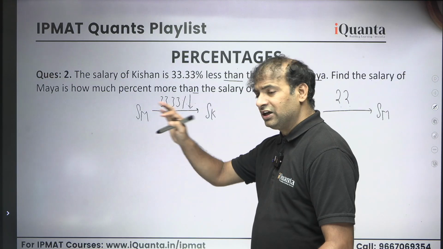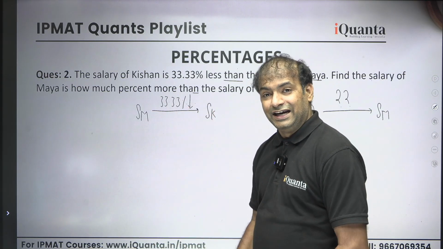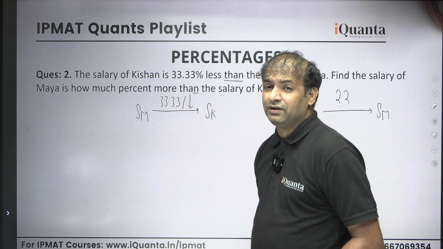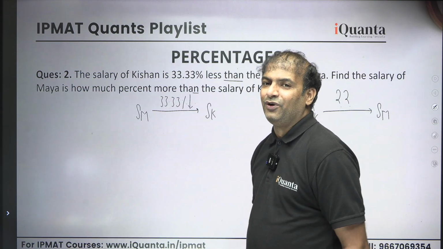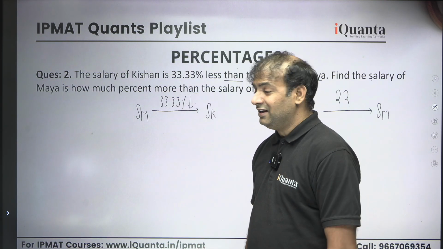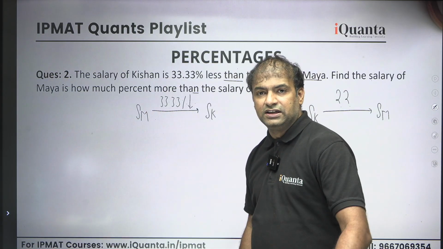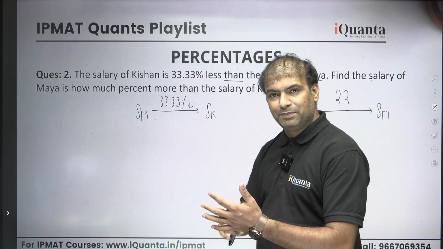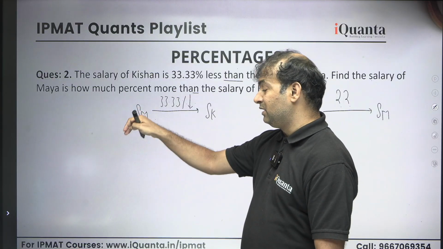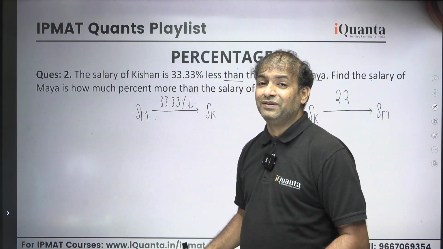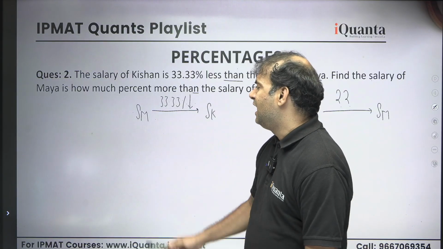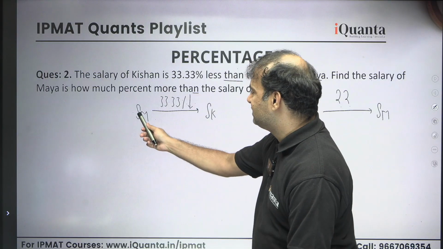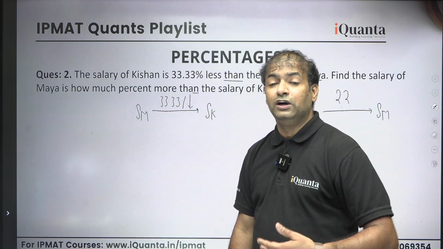You can either take just 3 or take 300, because I also said that in percentage multiplication, a multiple of 100 should be the assumption, that always makes the calculation easy. So let's take a multiple of 3 as well as a multiple of 100. Why a multiple of 3? Because 33.33% is 1 by 3. If this is a multiple of 3, 1 by 3 of it will be easy, right? And why a multiple of 100? Because we are still solving percentages.